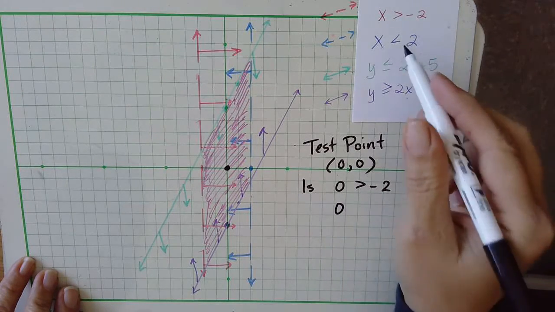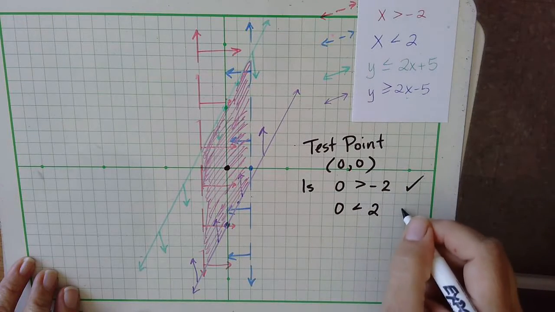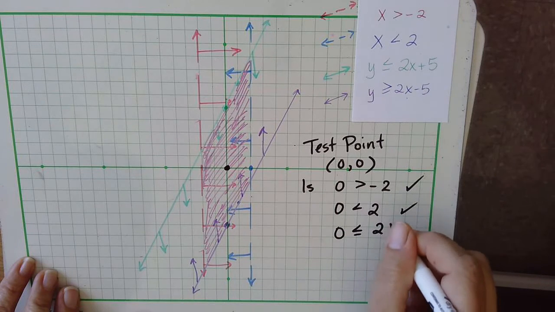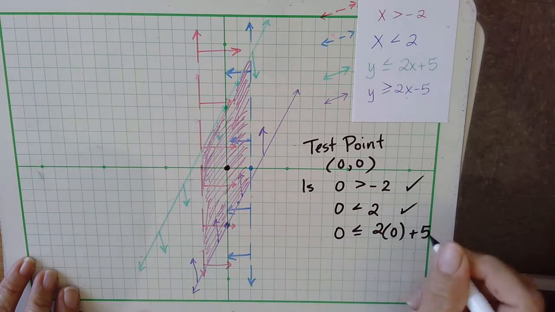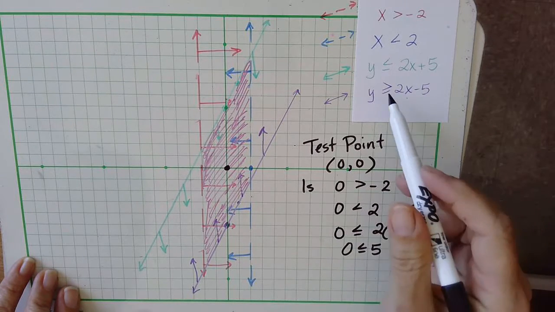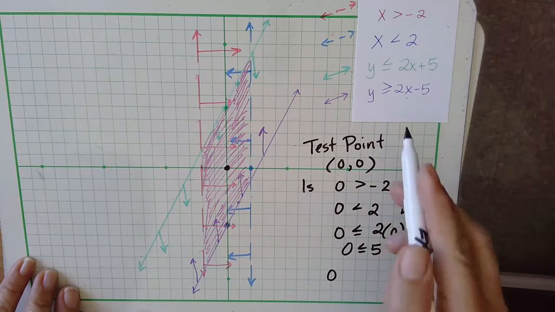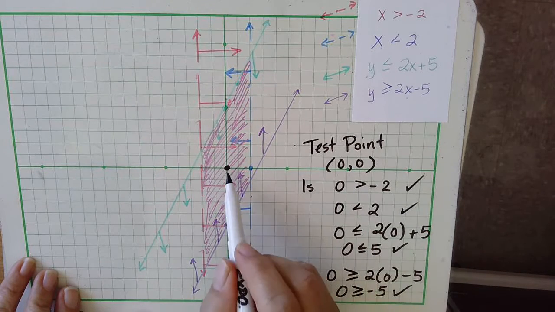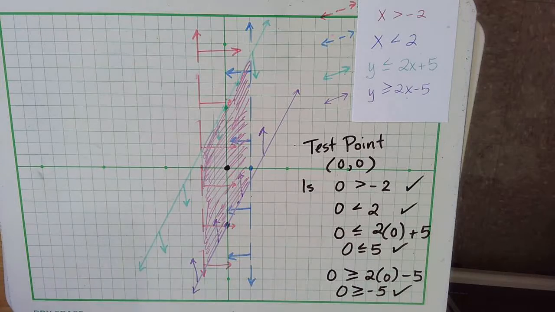Is 0 less than 2? Yes. Is 0 less than or equal to 2 times 0 plus 5? So is 0 less than or equal to 5? Yes. How about this last inequality? Is 0 greater than or equal to 2 times 0 minus 5? 0 greater than or equal to -5? Yes. So this, where my test point was true, that's where I shade for each one.